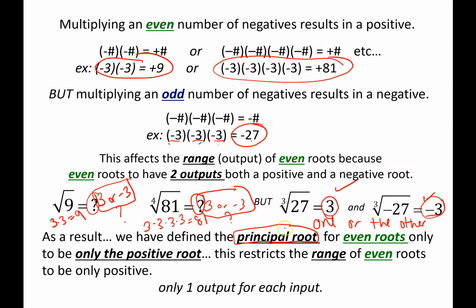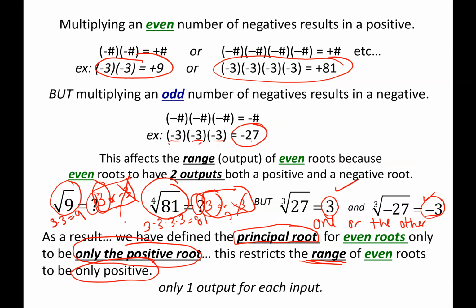The principal root is what we are defining this symbol to be. When you see these radical symbols that are even roots, we understand that those are referring to the principal root, which is the positive root. We are being told to restrict the outcome to be only positive. So what this does is it makes it a little bit easier for us to evaluate these. We know exactly which answer to choose.